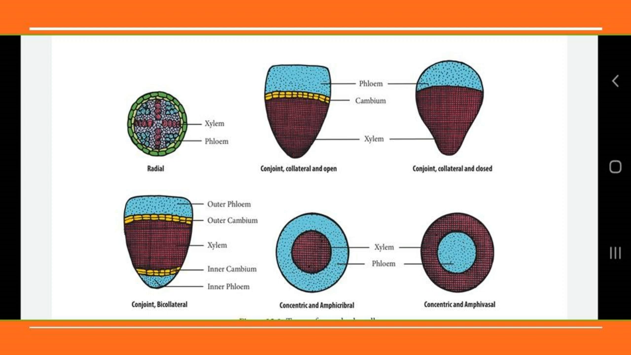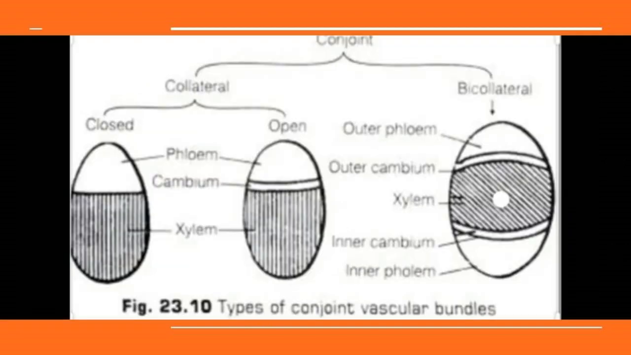Phloem and xylem are arranged in separate radii. The components are arranged separately. It is found in the roots of monocot and dicot plants. Typically, vascular bundles are conjoint vascular bundles. Now we are going to see the various types of conjoint vascular bundles.